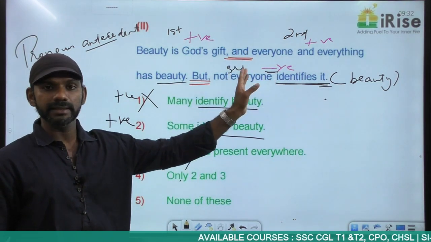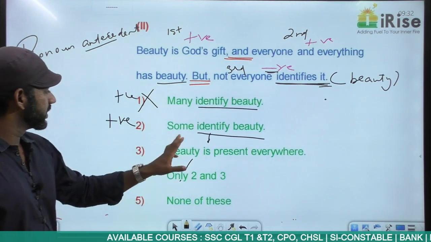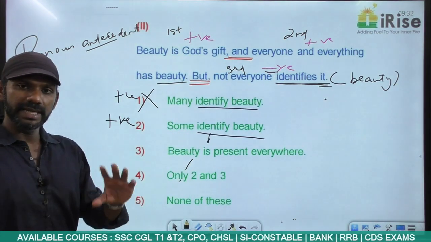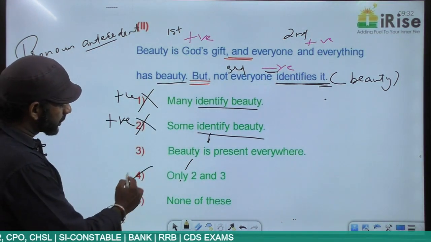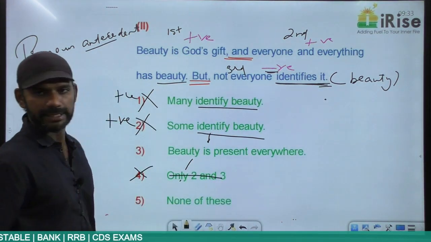According to the sentence, the third idea is negatively charged. This option is positively charged. Negative and positive will not go together. Option 2 is eliminated. Option 4 is also eliminated.